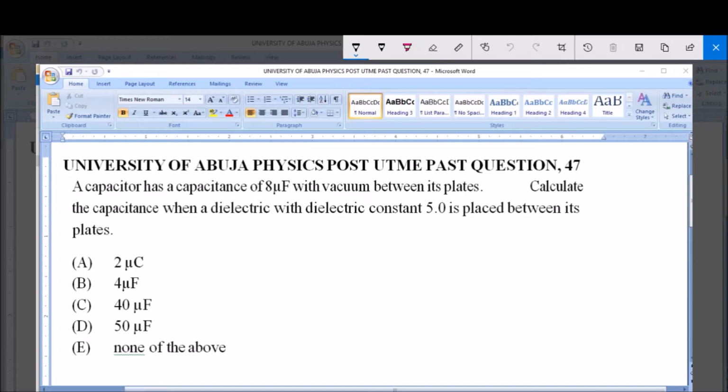A capacitor has a capacitance of 8 microfarad with vacuum between its plates. Calculate the capacitance when a dielectric with the electric constant 5.0 is placed between its plates. A, 2 microfarad; B, 4 microfarad; C, 40 microfarad; D, 50 microfarad; and E, none of the above.